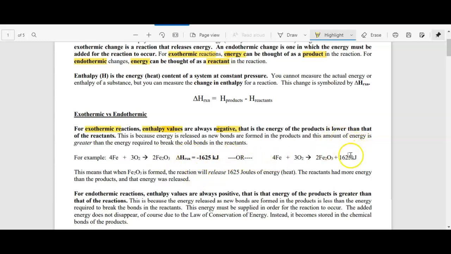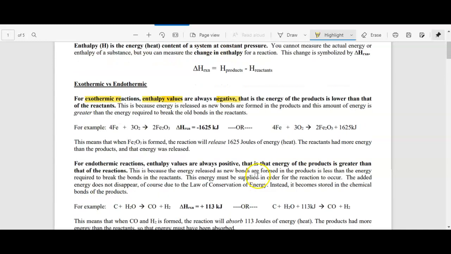And then you can see that here, where instead of having delta H written, they've actually incorporated that heat into the equation. Remember up here we said exothermic reactions have energy as a product, and that's where we have energy on the product side. This means that when Fe2O3 is formed, the reaction will release 1625 joules of energy. The reactants have more energy than the products, and that energy was released.